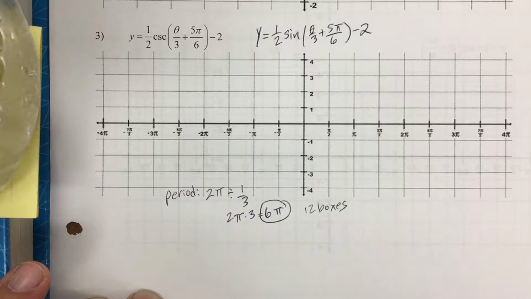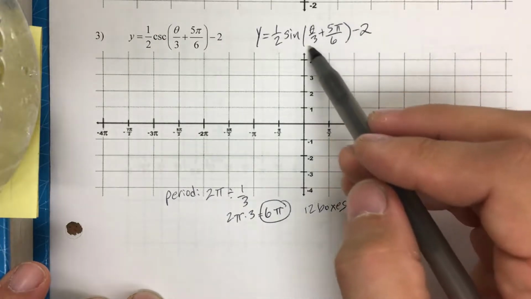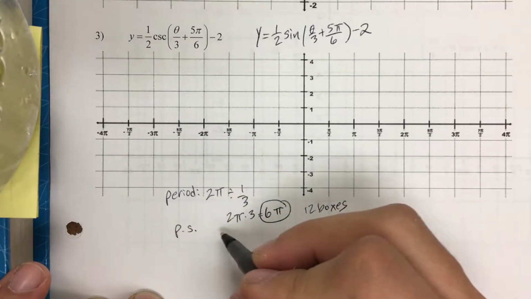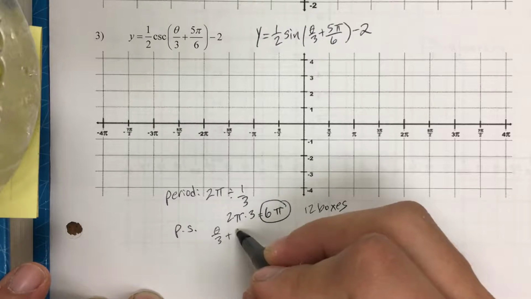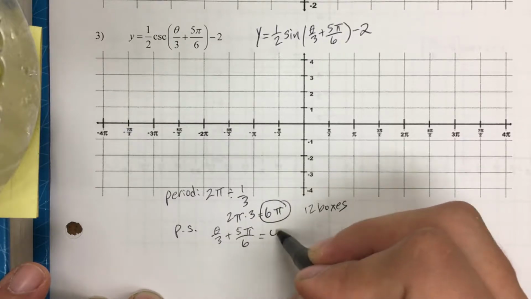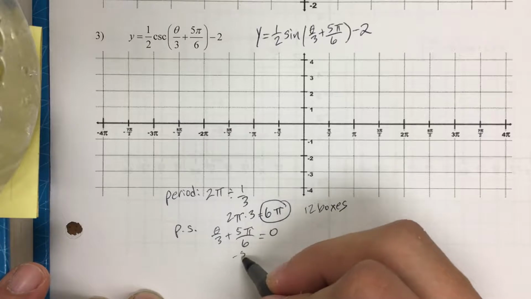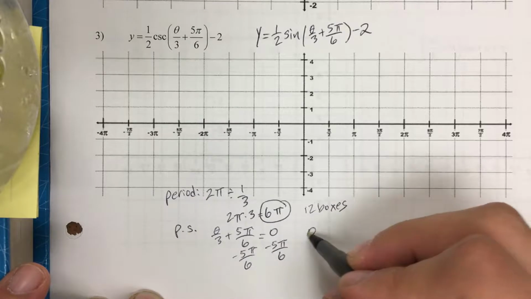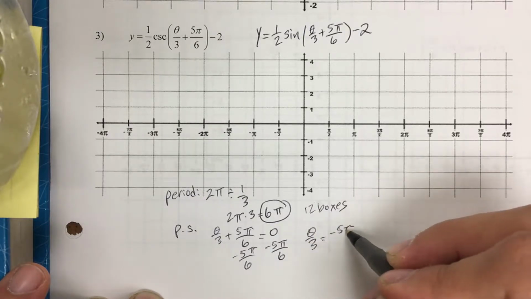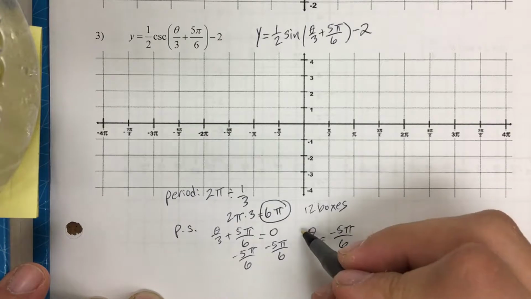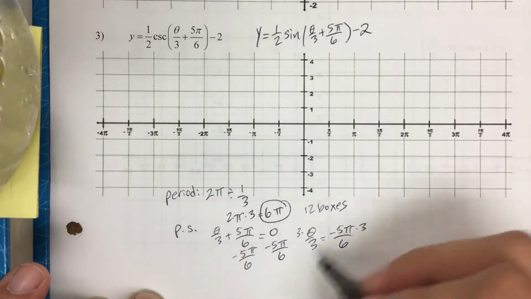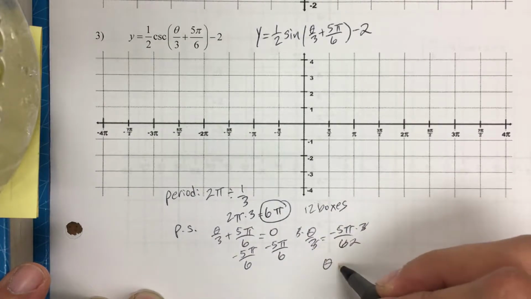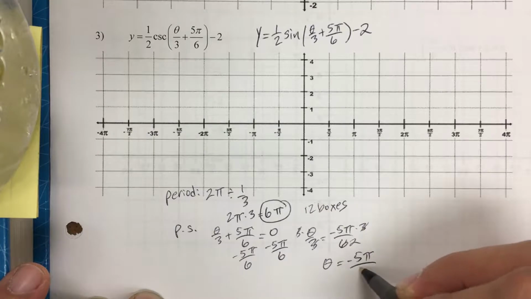Now from here, I have to look at my phase shift. The phase shift says let what's inside of the parentheses equal 0. So theta over 3 plus 5 pi over 6 equals 0. I'll move the 5 pi over 6 over, and theta over 3 is equal to negative 5 pi over 6. We'll get the 3 off the bottom by multiplying both sides by 3. These will cancel out, and this becomes a 2. So theta equals negative 5 pi over 2.